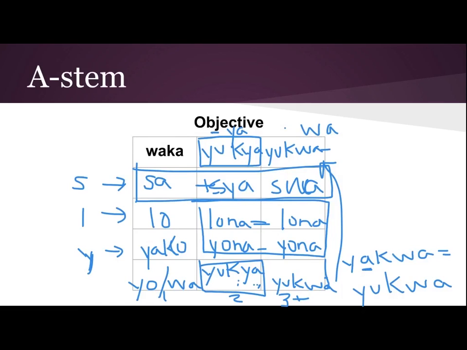So hopefully you can read that. I'll try to do my best handwriting. But that's our patterns for the A-stem subjective and objective. Now let's do both of them back to back.